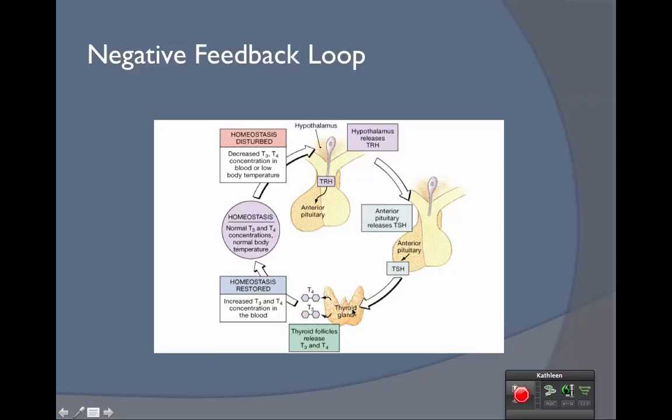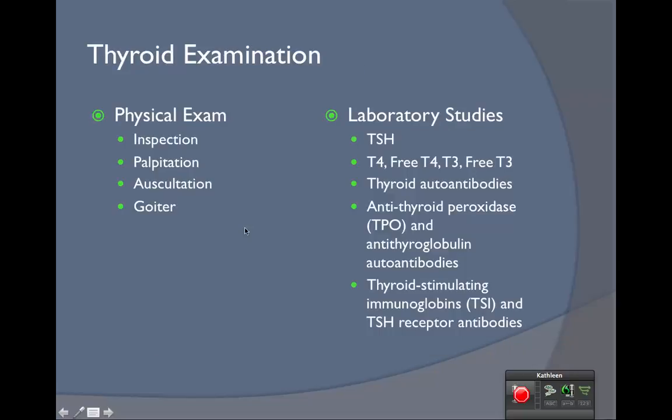So what happens is the hypothalamus continues to secrete TRH and in turn increases the amount of TSH. And that's what happens with hypothyroidism. You get an increased TSH because T3 and T4 is never released from the thyroid gland to maintain homeostasis. That's just a review of the pathophysiology.